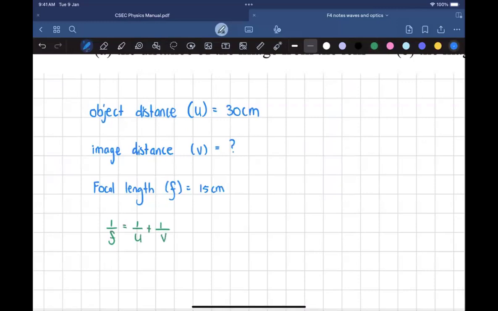So tell me what to plug in. We need 15 for F and 30 for U. So we're going to put 1 over 15 equals 1 over 30 plus 1 over V.